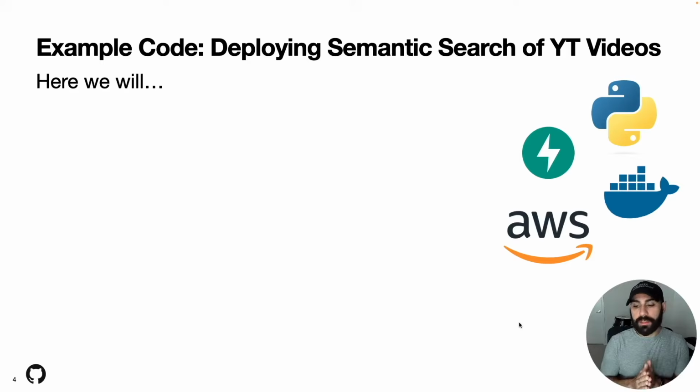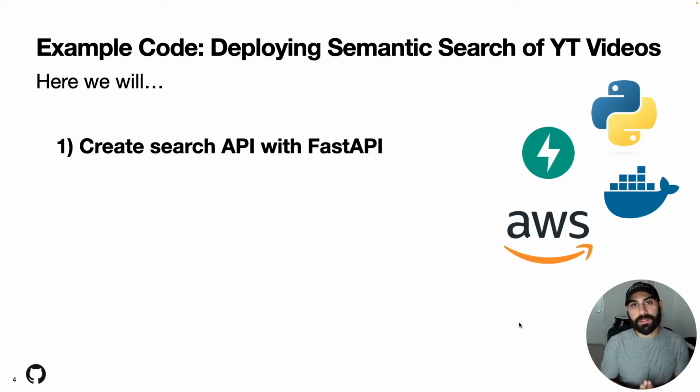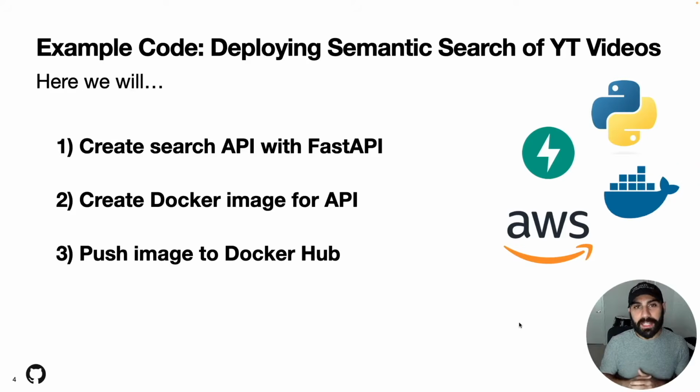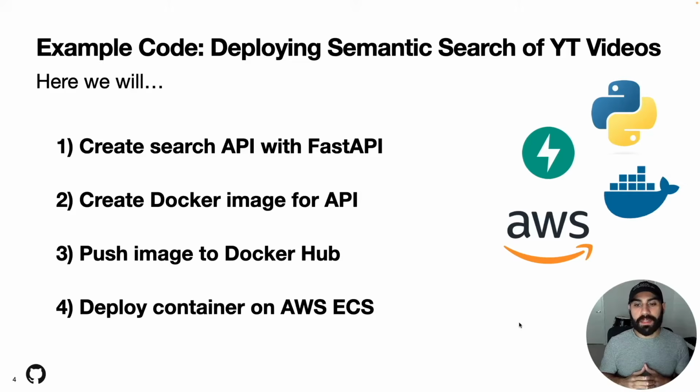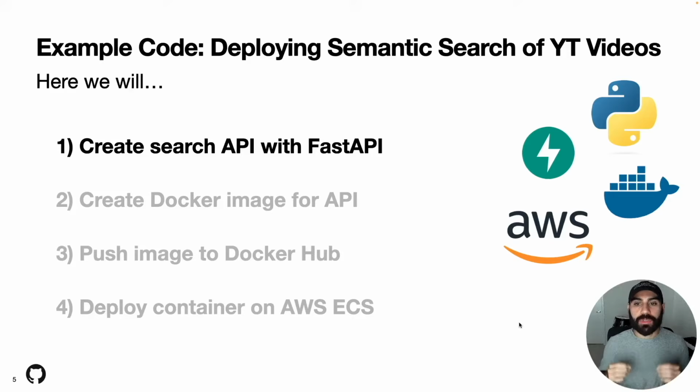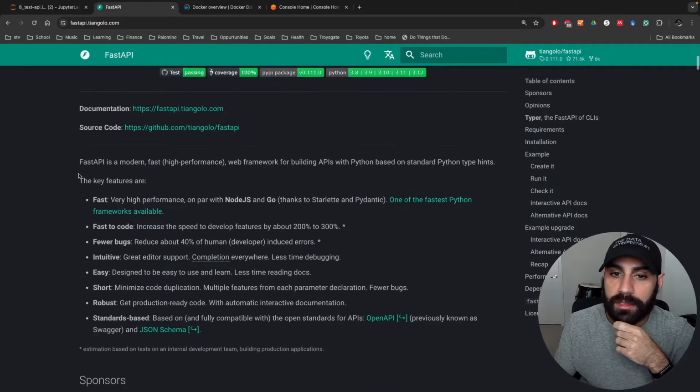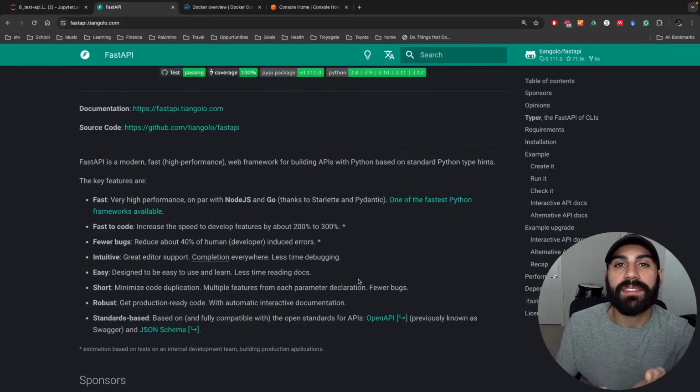Okay, so here we're going to create a search API with FastAPI, then we're going to create a Docker image for that API, then we'll push that image to the Docker Hub, and then finally we'll use that Docker image to deploy a container on AWS's Elastic Container Service. So let's start with the first one, creating the search API with FastAPI, which is this Python library that does all these great things, apparently. And using it to write this example here, it was super easy for me to learn.